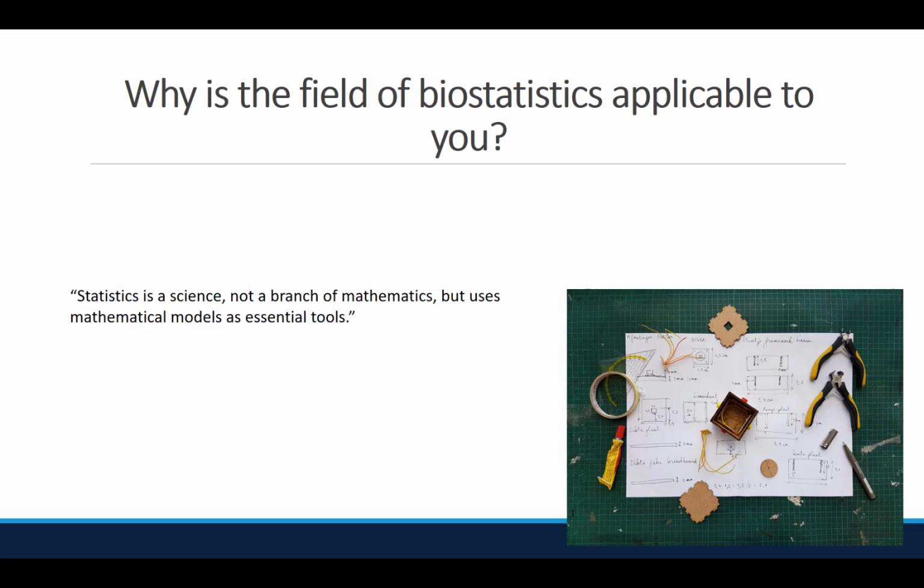One of the biggest mistakes that introductory biostatistics students make is thinking that statistics is a mathematics course. While it is true that statistics courses implement mathematical tools, it is very different from a mathematics course. According to the famous statistician John Tukey, statistics is a science, not a branch of mathematics, but it uses mathematical models as essential tools.